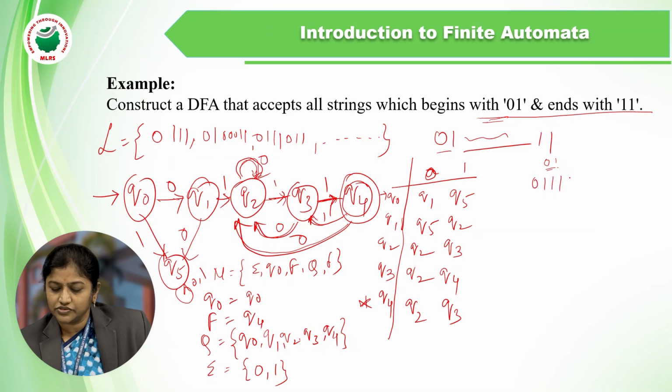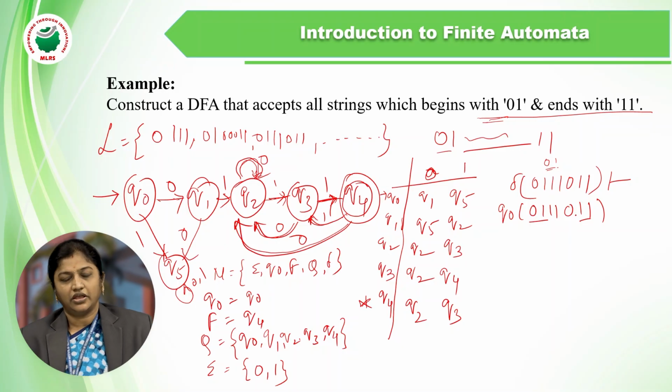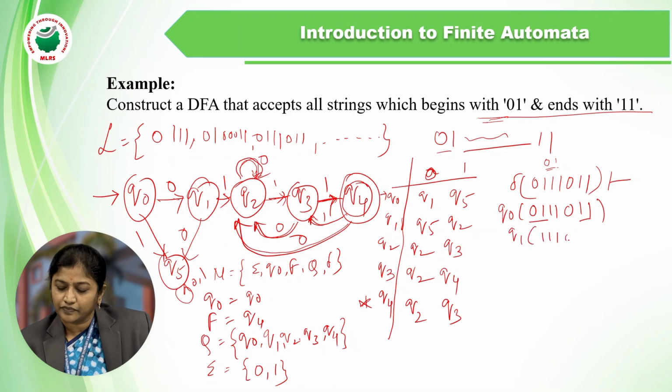0, 1, 1, 1, 0, 1, 1, right? So the starting state is Q0, and the string is 0, 1, 1, 1, 0, 1, 1, because it starts with 0, 1 and ends with 1, 1. In the middle, it can have any string. Okay. Q0 on 0 is what? Q1. It should reach the final state, that is Q4. After solving this, at last we should get the state Q4.